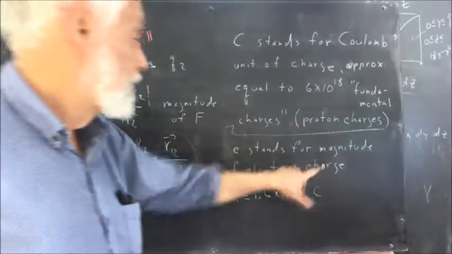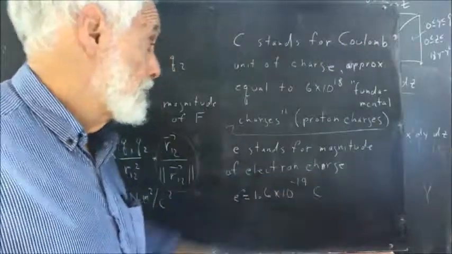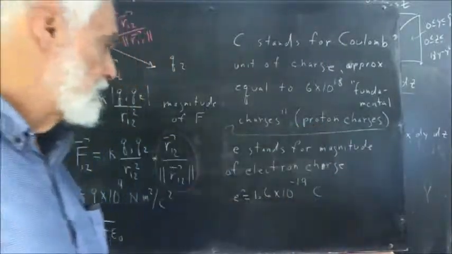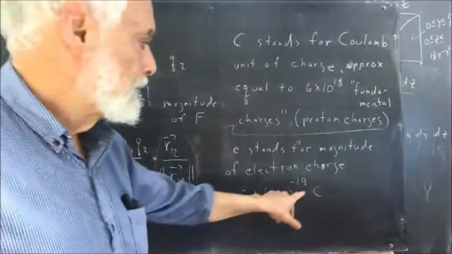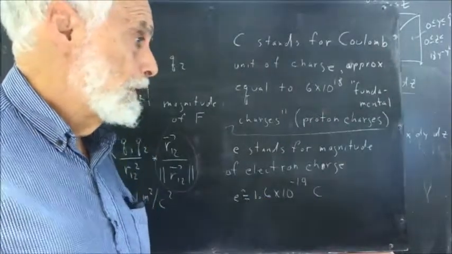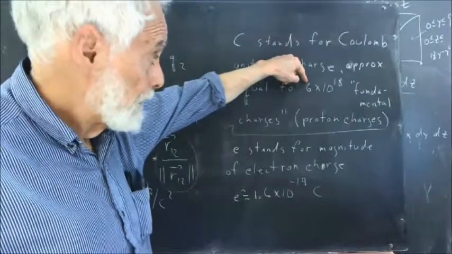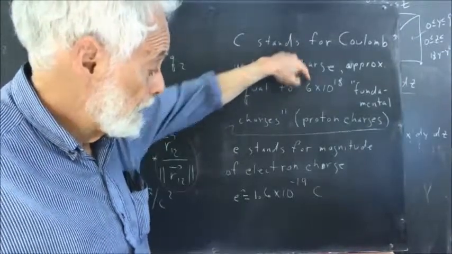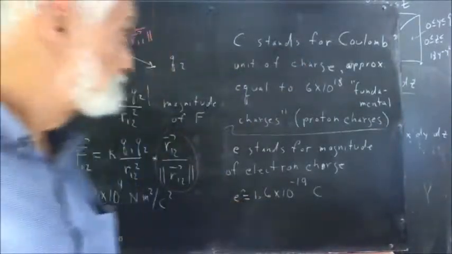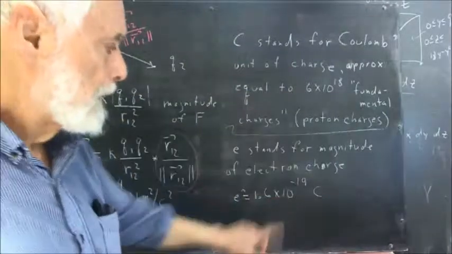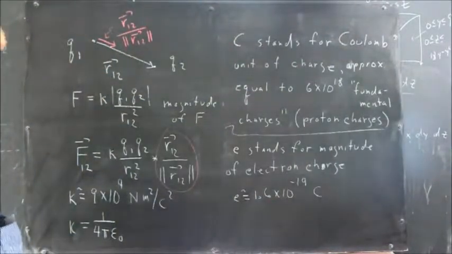E is going to stand for the magnitude of an electron charge, which is the same as a proton charge, and it's approximately 1.6 times 10 to the negative 19th coulombs. This number is the reciprocal of this number. Of course, this number I've only written to one significant figure, and you can get more accurate versions of these, and of course you can always look at tables.